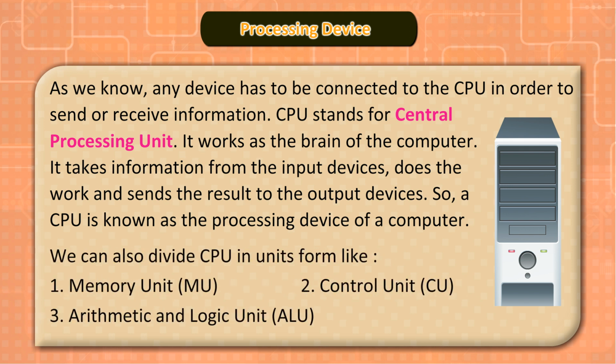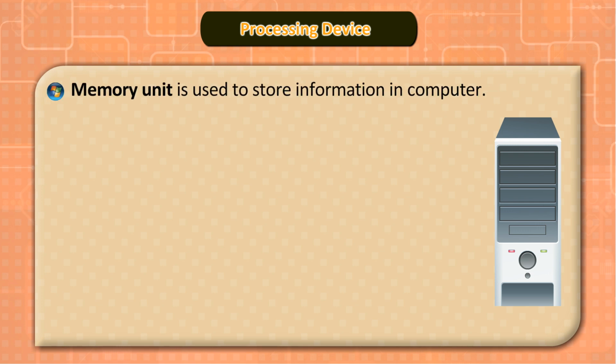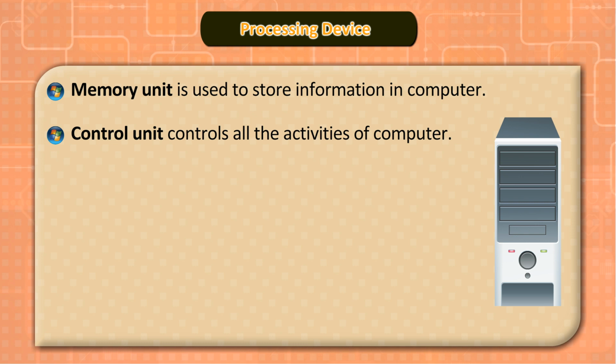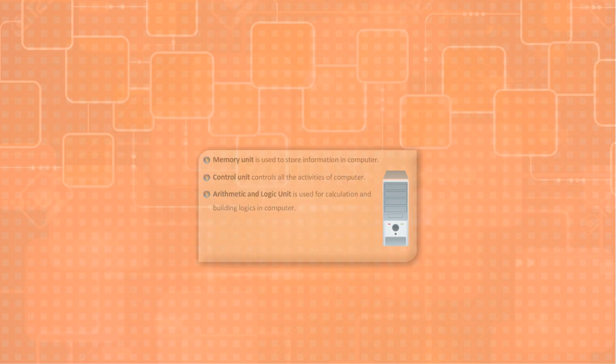We can also divide CPU in unit form like 1. Memory unit, MU. 2. Control unit, CU. 3. Arithmetic and logic unit, ALU. Memory unit is used to store information in computer. Control unit controls all the activities of computer. Arithmetic and logic unit is used for calculation and building logics in computer.